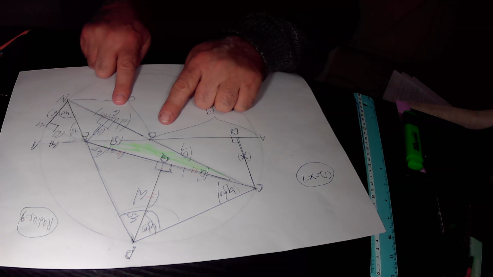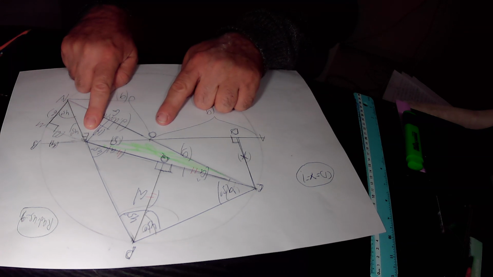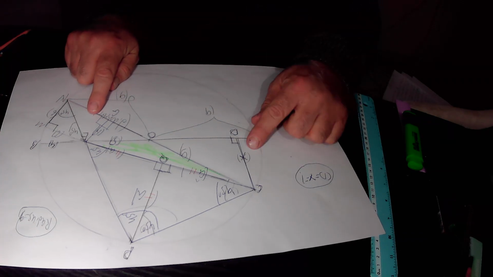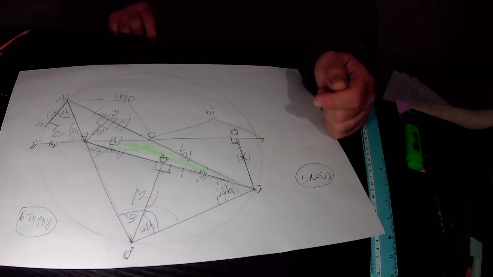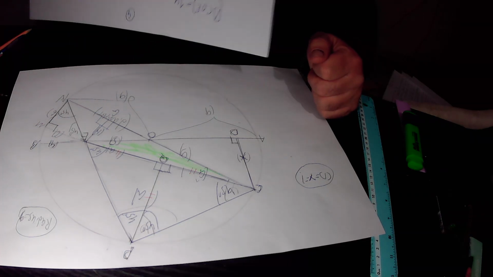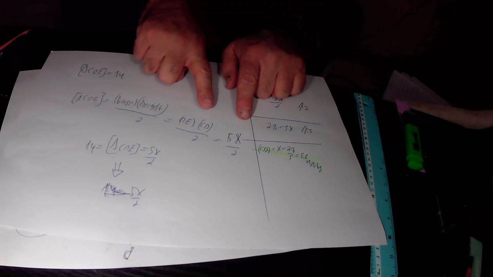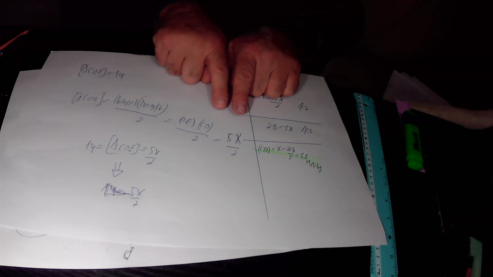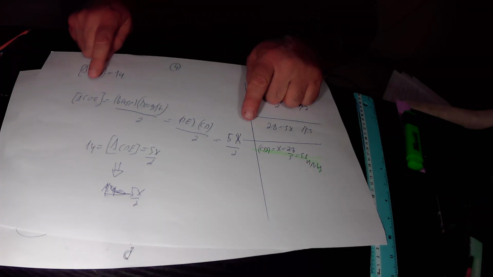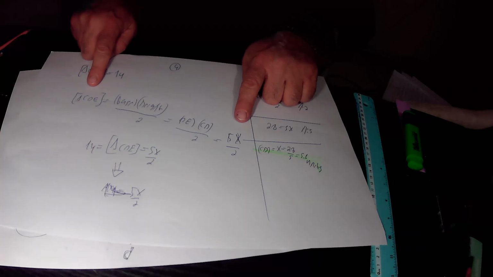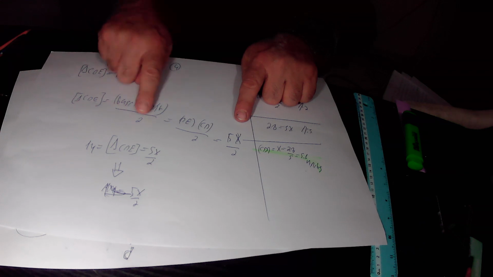OE equals 5 units, according to what is given in the question, and CD equals X. This is the answer that we are looking for. And again, according to what is given in the question, OE equals 5 and CD equals X. So in total, we have 5X over 2. So we find that the area of the triangle COE equals 5X over 2.